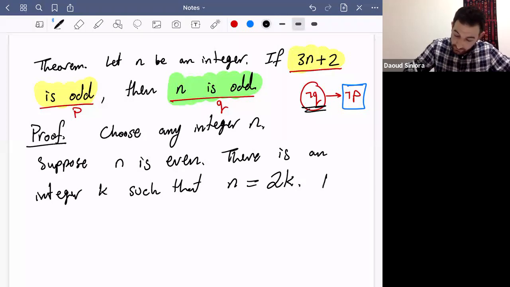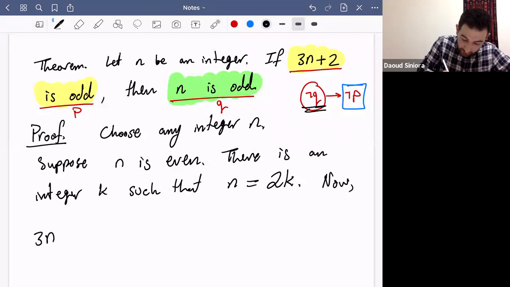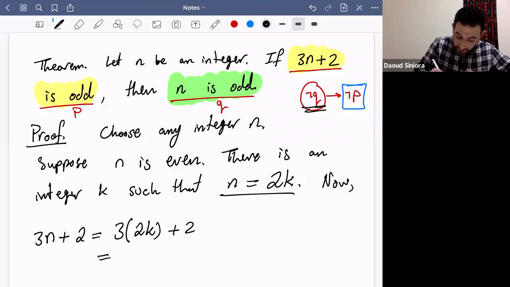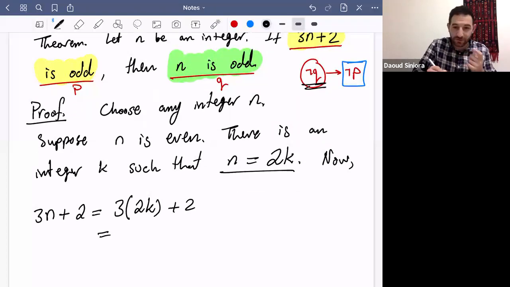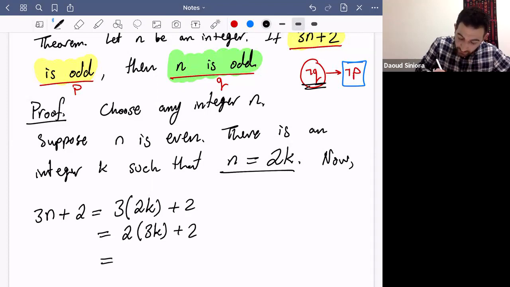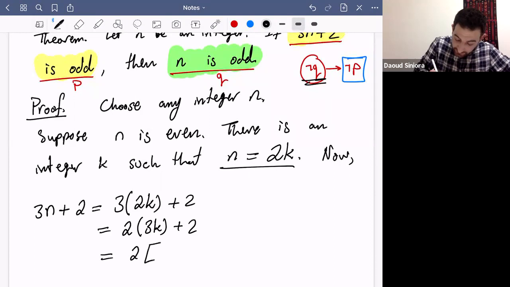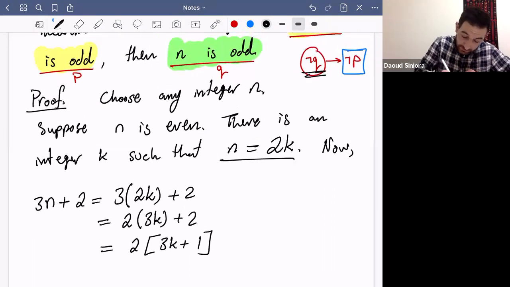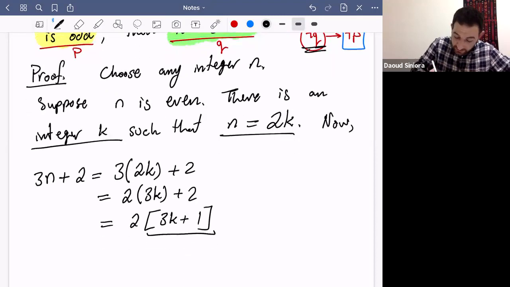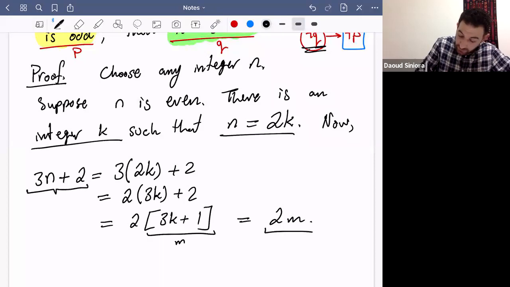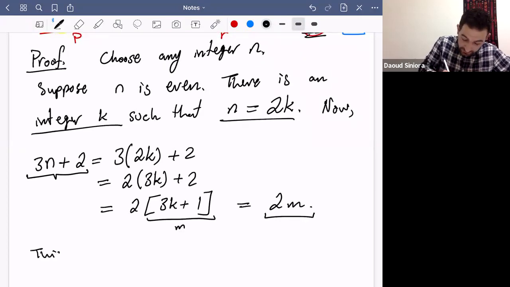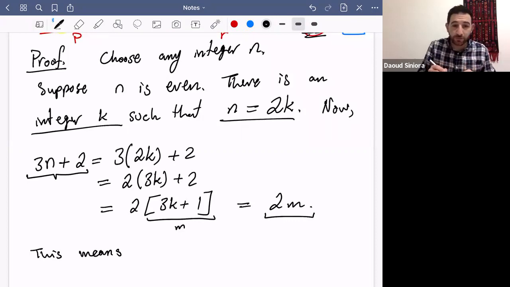So now let's see, 3n plus 2 is equal to 3 times n, but n is 2k, so 3 times 2k plus 2, and this can be written by associativity and commutativity of multiplication as 2 times 3k plus 2. Now we can take 2 as a common factor, and we will be left with 3k plus 1. Okay, but since k is an integer, then 3k plus 1 is an integer. Let's call it m. So this will be equal to 2 times m. Okay, since 3n plus 2 is twice an integer, this means that 3n plus 2 is even by definition of even.